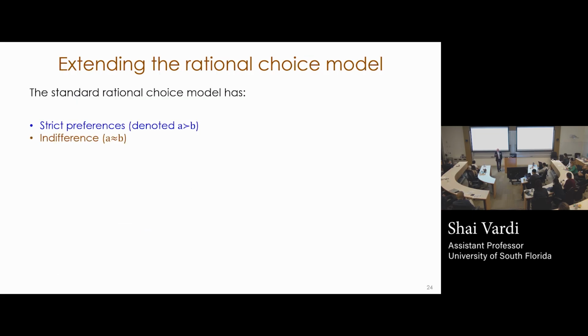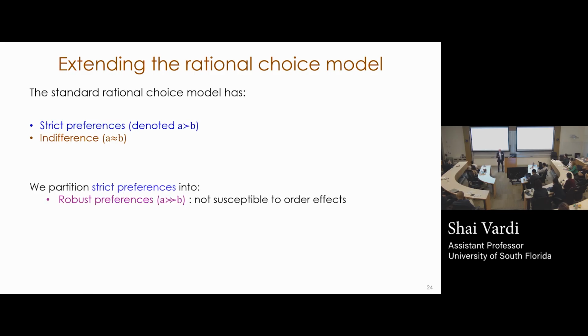So what we do is we extend the rational choice model. Instead of just strict preferences, we're going to have stronger and weaker strict preferences.